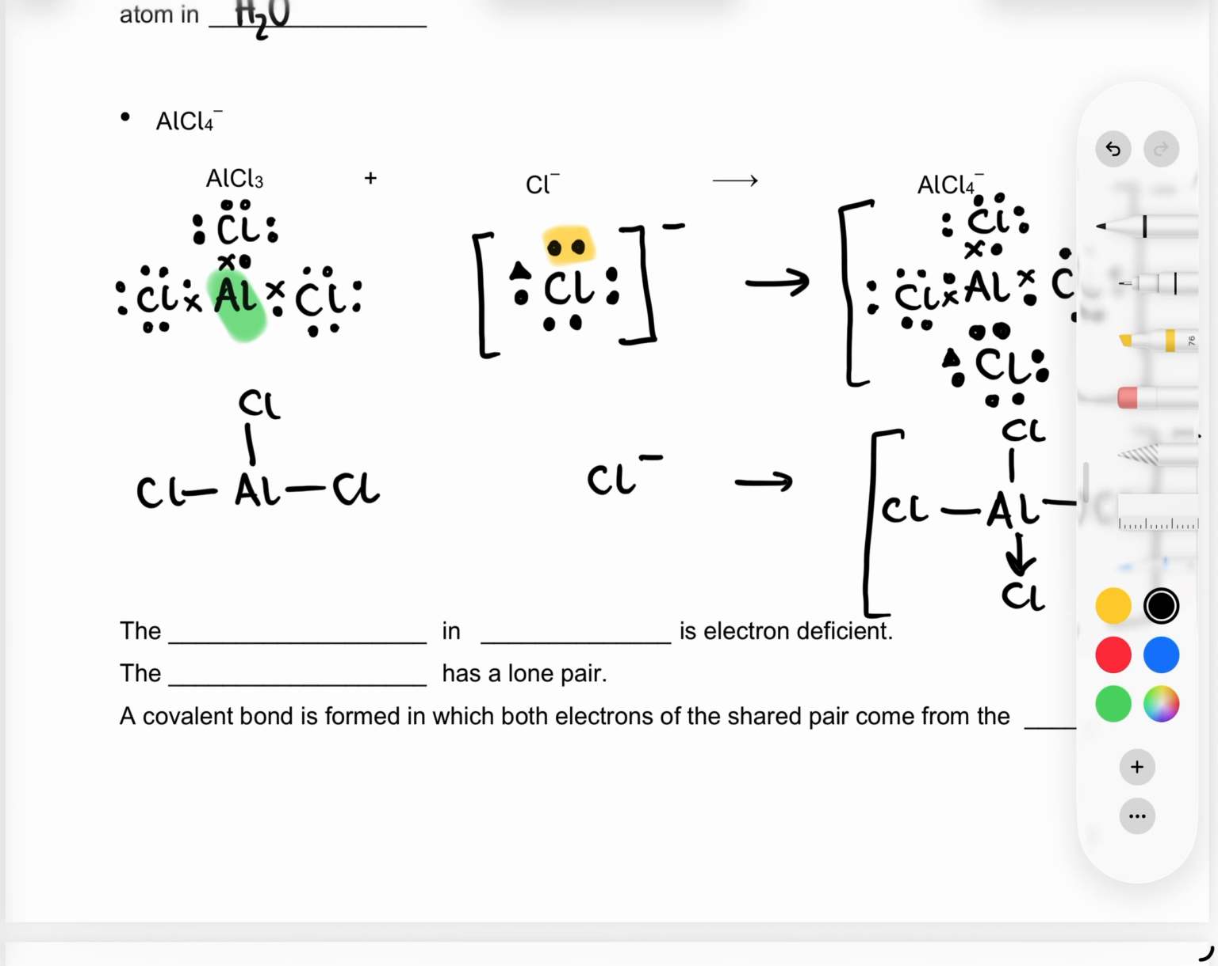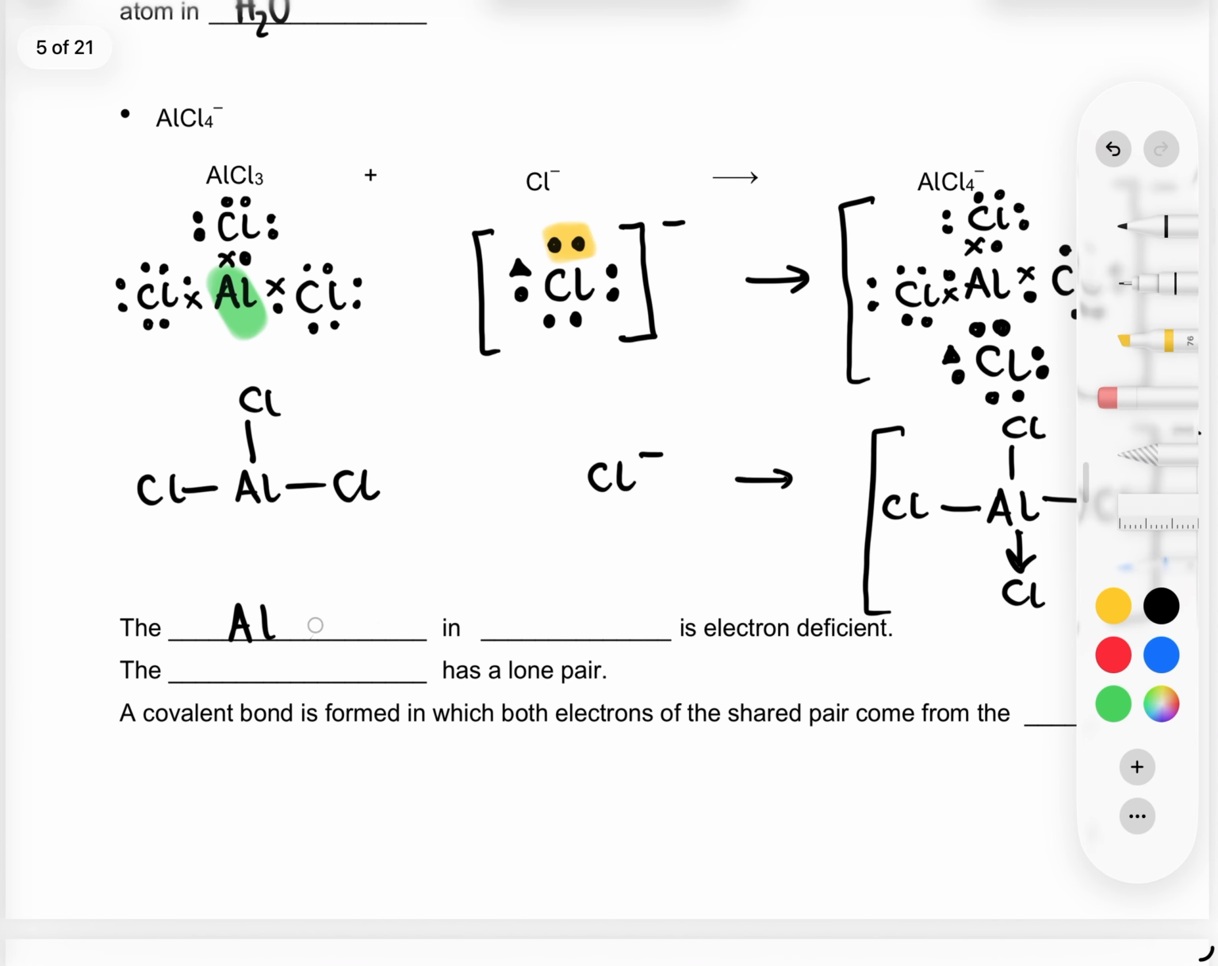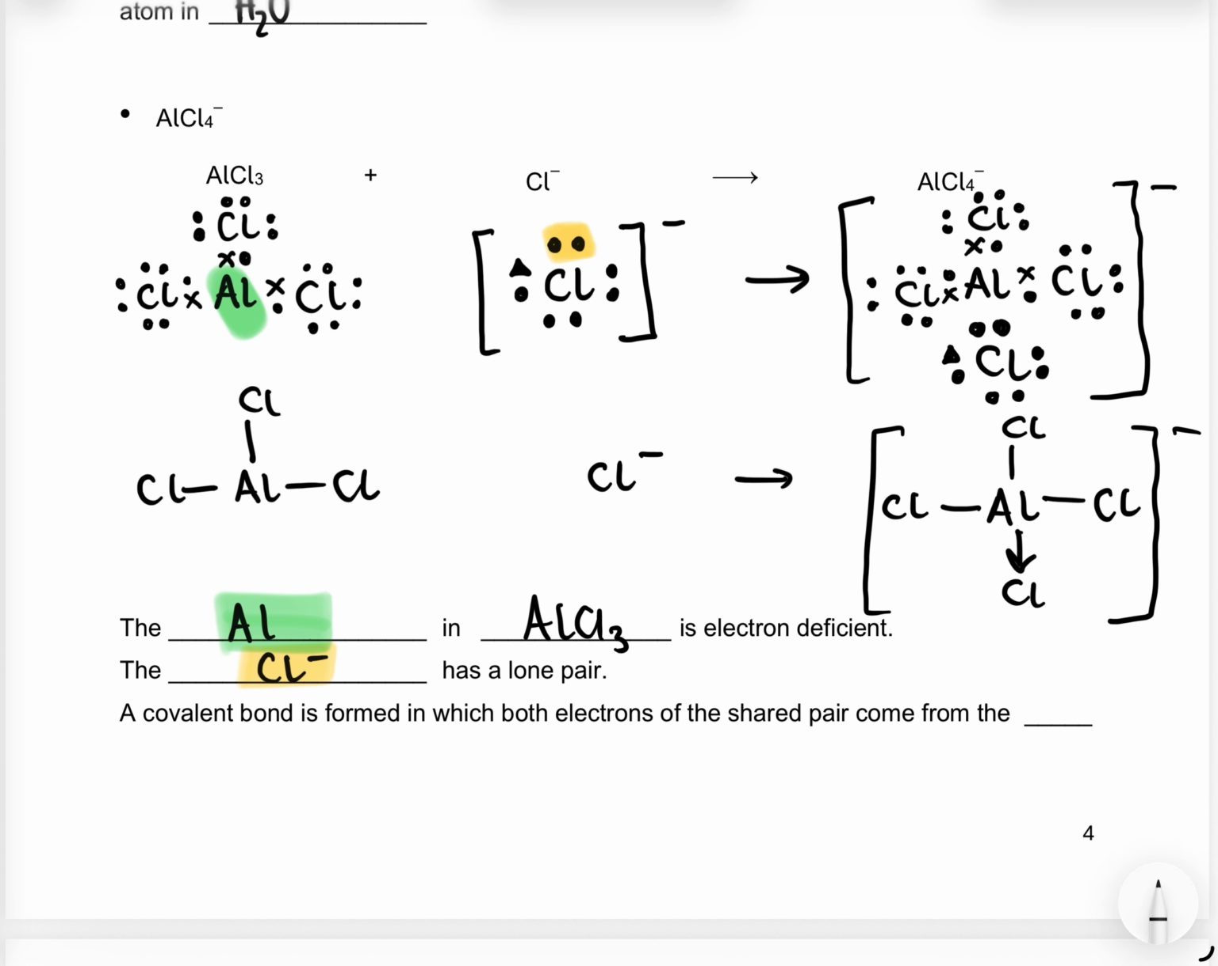So who's electron deficient this time? Well, actually the Al atom. We can just write the Al in AlCl3 is electron deficient, and the Cl minus has the lone pair. So a covalent bond is formed in which both electrons of the shared pair come from the Cl minus ion. So this is coordinate bonding.